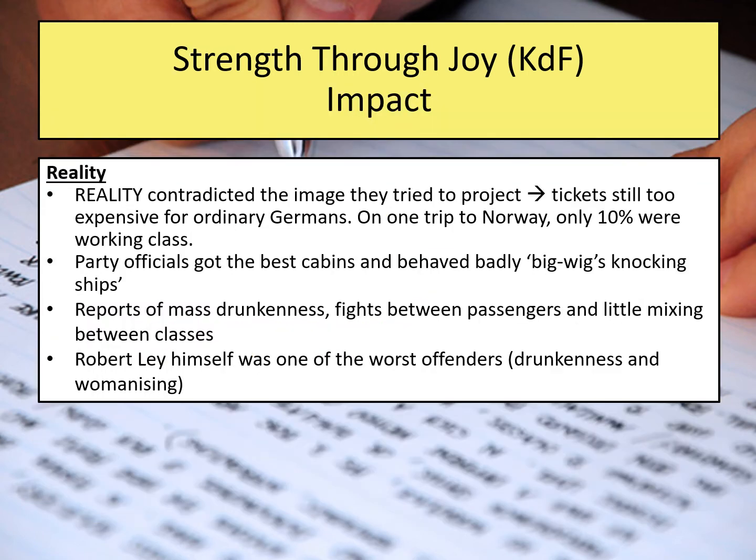When we were thinking about economic policy, we thought about how there was the economic miracle that the Nazis promoted, and we also thought about the reality and what it was actually like. We want to do the same thing for Strength Through Joy. So on the previous slide, you've got some information about the success of Strength Through Joy, but we're also going to think about the reality and the limitations to success now.